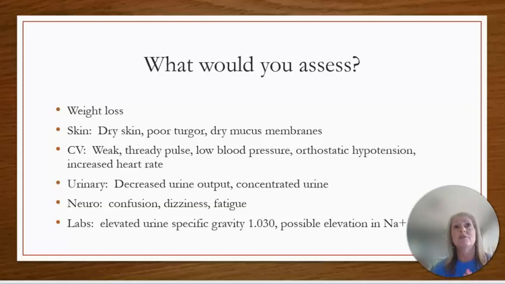And many times, if they're this dehydrated, you're going to see a sodium problem. And I'm going to talk a little bit more about sodium in the sodium chapter.